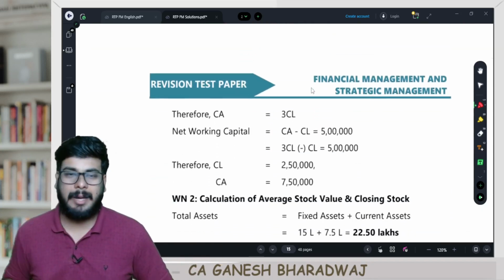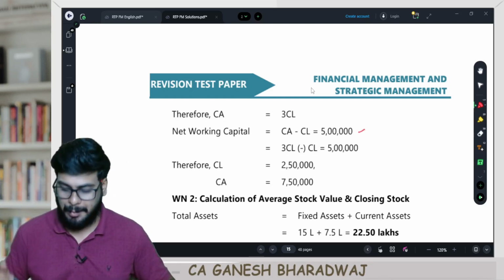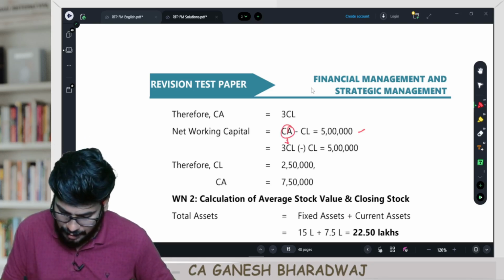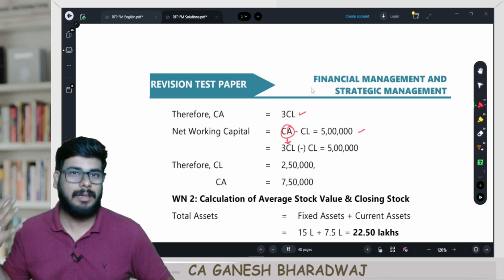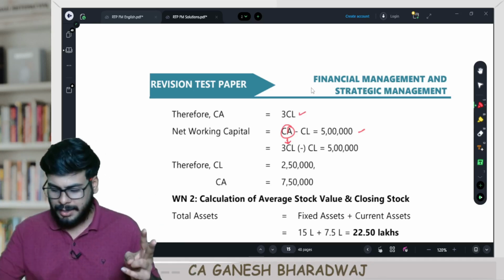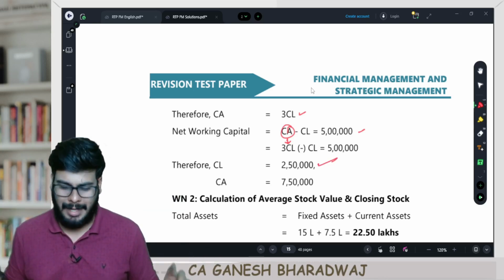Yes. Now working capital is given in the question as 5 lakh rupees. I have the question with you. It's given as net working capital as 5 lakh. So current assets minus current liabilities is 5 lakh. Instead of current assets, we can now write it as 3CL. Correct. So 3CL minus CL is equal to 5 lakh. Or in other words, 2CL is equal to 5 lakh, or CL is equal to 5 lakh by 2, which is 2.5 lakhs. As simple as that.